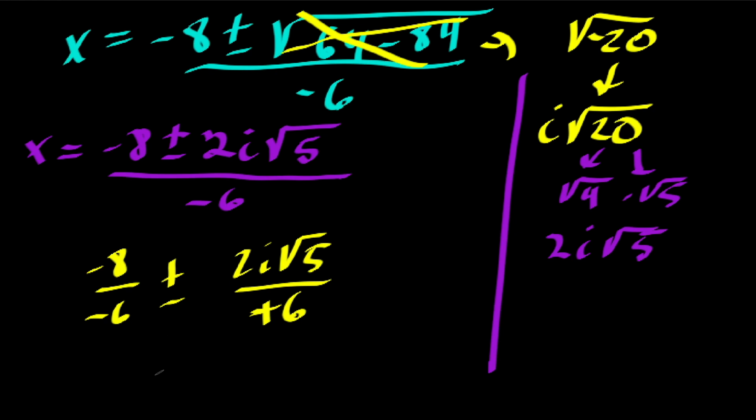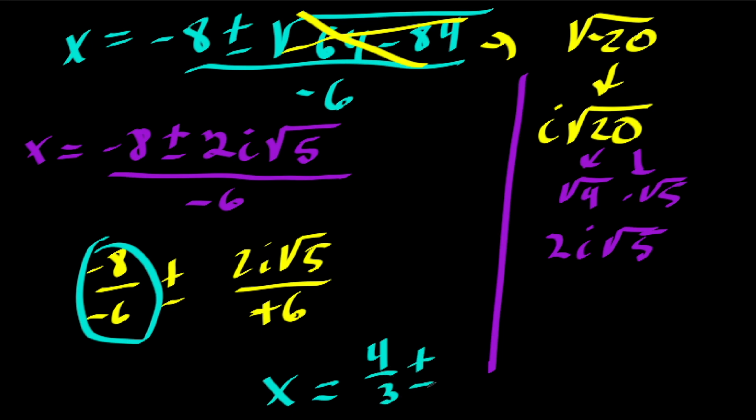So let's see. X is going to equal negative 8 over negative 6 would give me positive 4 over 3 plus or minus. Let's see. 2 over 6 would give me 1 over 3. So it would give me i radical 5 over 3. Now, if these two have the same denominator, you'll probably see it rewritten like this. And I'll rewrite the whole thing just so you can see it. We just said x equals 4 over 3 plus or minus i radical 5 over 3.